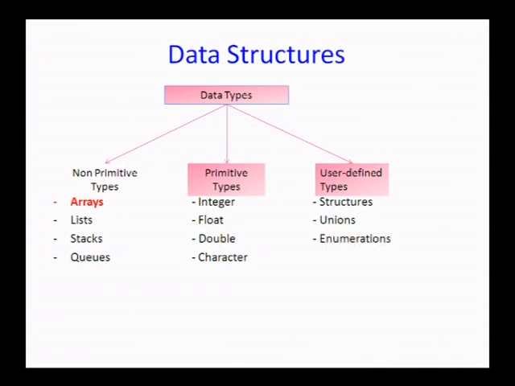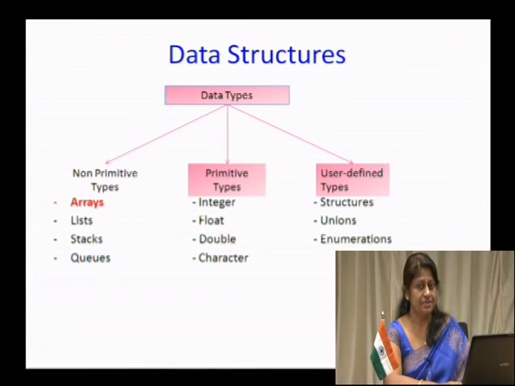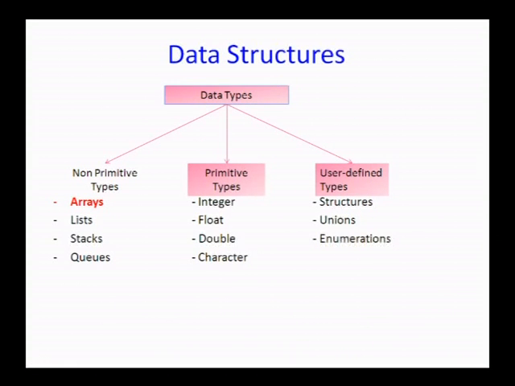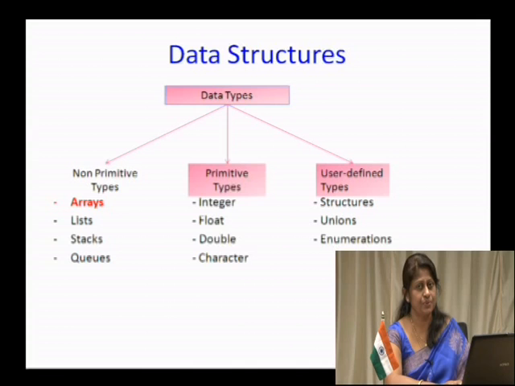When we are talking about the data types or the data structures, we have three classifications of these data types. As you see here, we have the primitive data types, that is the integer, the float, the double and the character. All of these belong to the primitive data types. And coming to the non-primitive data types, you have the arrays, the lists, stacks and queues. And another kind of data types, that is the user defined data types. While we talk about the user defined data types, we have the structures, unions, enumerations, etc.